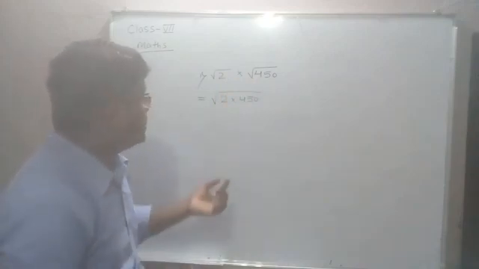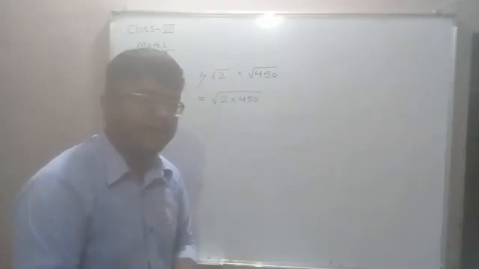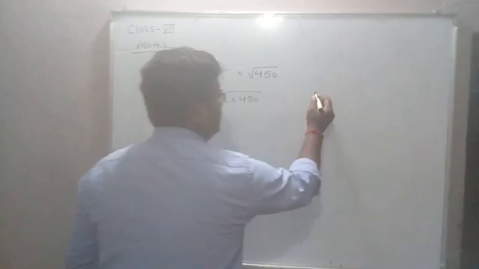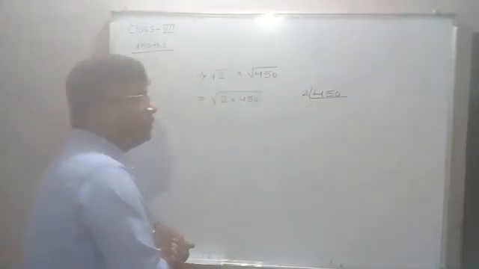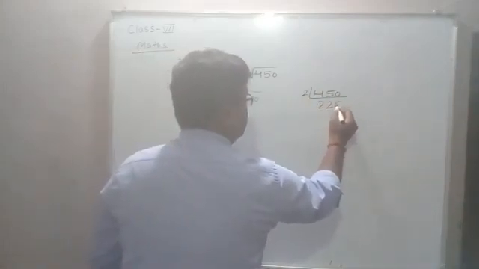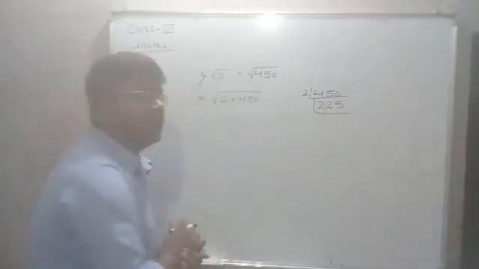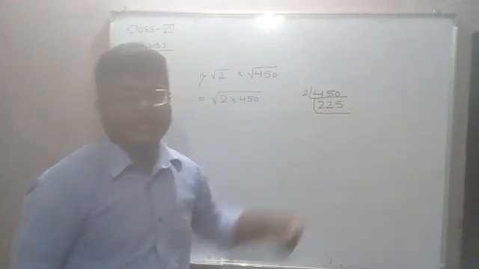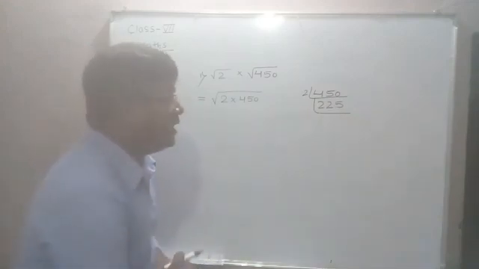Now in the next step we will find the prime factors. The 2 cannot be factorized further, but 450 can be factorized. So 450, let's find the factors. By 2, because it is an even number: 2 2s are 4, 2 5s are 10. Now by 3: if you add all the digits, 2 plus 2 plus 5 is 9, so yes, it can be divided by 3.